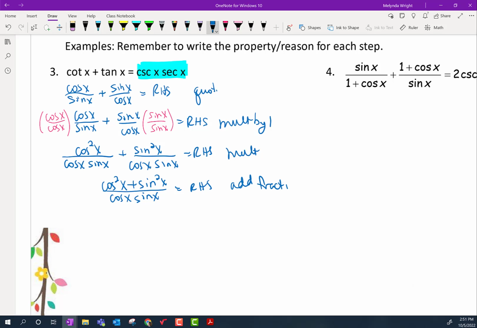Okay, so we're making progress. Does anyone see some identity that's just kind of jumping out at you? Yep, cosine squared plus sine squared is 1. Exactly. So why don't we use that Pythagorean identity? Let's get rid of that cosine squared plus sine squared. So I have 1 over cosine times sine. Very nice, and that would be Pythagorean.